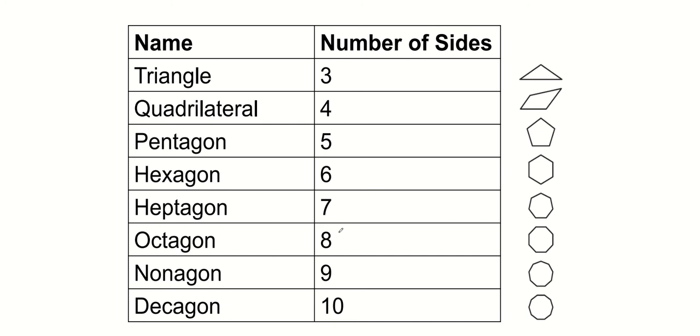Hepta is 7. Octagon is 8. A nonagon would be a 9-sided figure. And then a decagon would be 10 sides. These are the most common geometric figures, and you should know the names for each one of these. There are additional names as we go higher in terms of number of sides, but these are the standard ones that we'll be using.